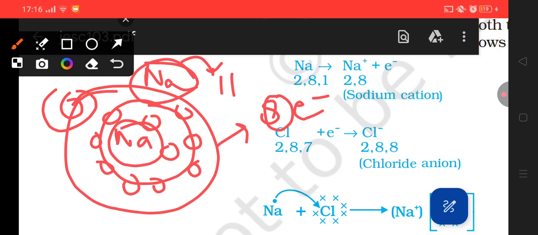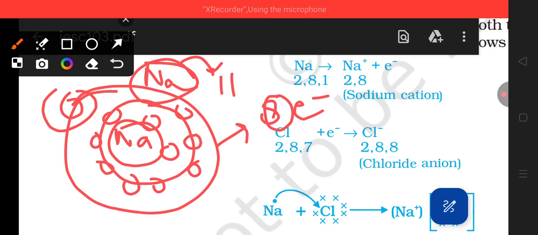So what can sodium do? Sodium has only one chance: to lose one electron, because losing one electron will require less energy, instead of taking 7 electrons and becoming 18 electrons, which is difficult for 11 protons to hold together. So sodium wants to lose its one electron.